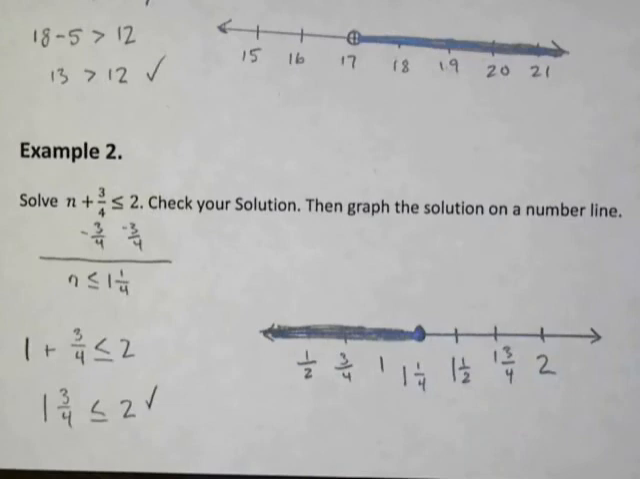Okay, a lot of information today. It might take you a couple of times to really get the hang of it. Just let's do the practice problems and you should be good to go.